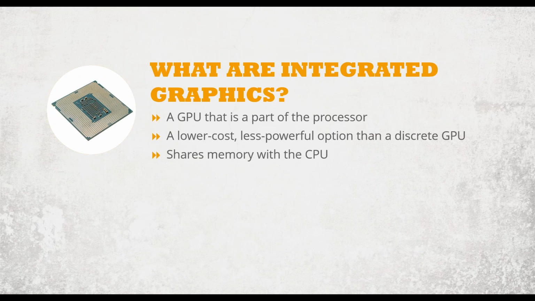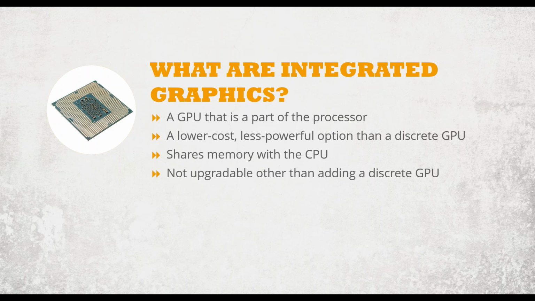The integrated GPU shares memory with the CPU, so the system RAM, if you will, is being parceled up and shared so that the GPU can have some memory to do what it needs to do, as opposed to having dedicated memory, which discrete graphics or GPU boards have.